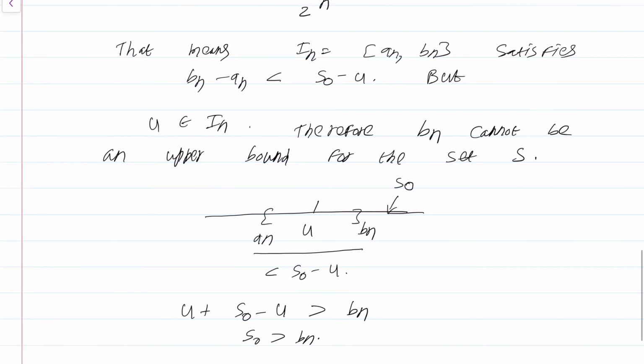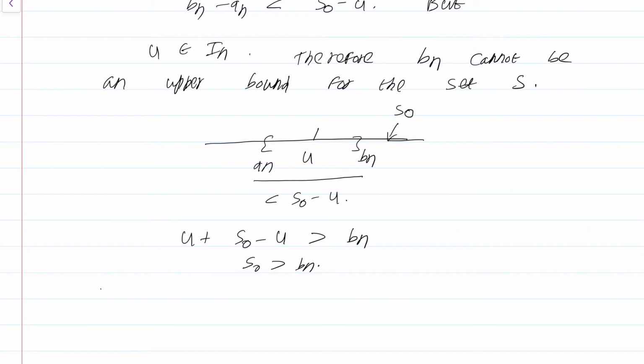Okay, so this shows U is an upper bound. U is an upper bound. What remains to be shown is that it is the least upper bound.